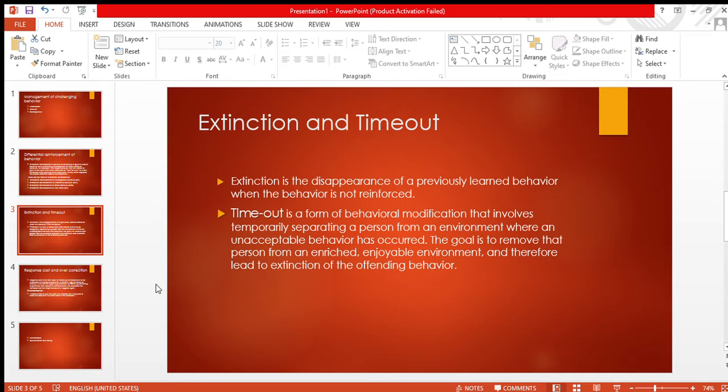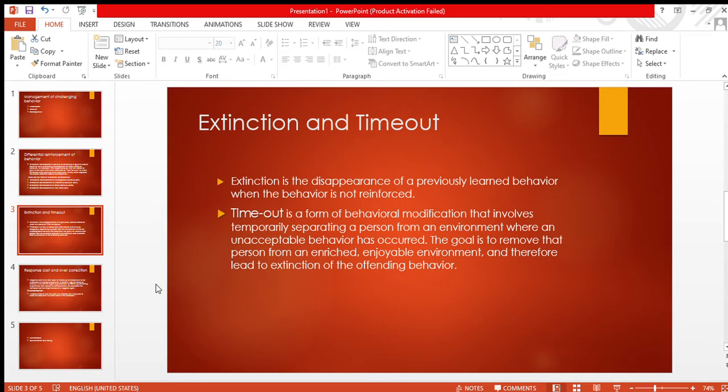So to make this behavior extinct, whenever the child expects a chocolate from us, we are not going to give it. So they will learn that this ma'am is not going to give chocolates from now on. When they learn that, they will not expect any chocolate from us. This is how we do behavior extinction.